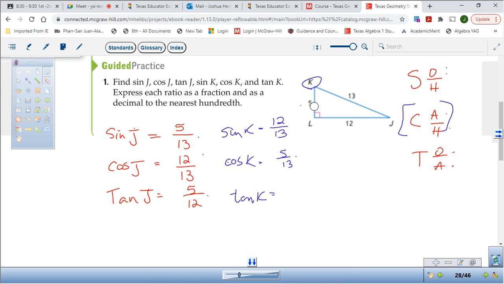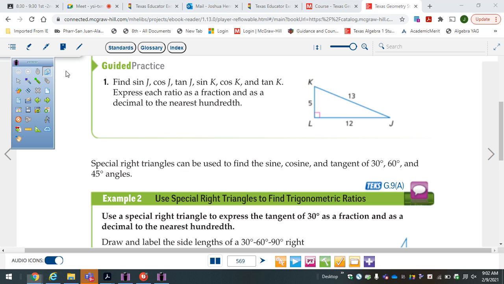Tangent of K. Come on, guys. Let's go. Come on, David. Sam, do you get it now? TOA, opposite over adjacent. 12 over 5. Good job, Matthew. Good job, Eileen. David, what happened there? Kind of, Sam. Oh, now I got you, David. My bad. Good job. Okay, questions over that one, guys?